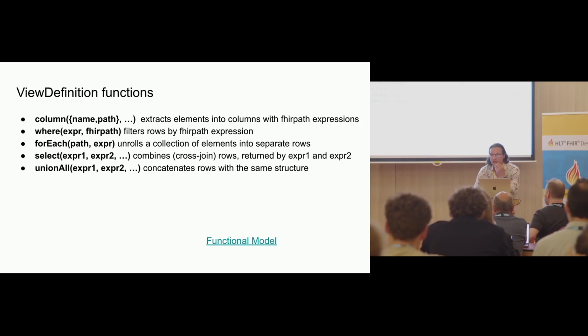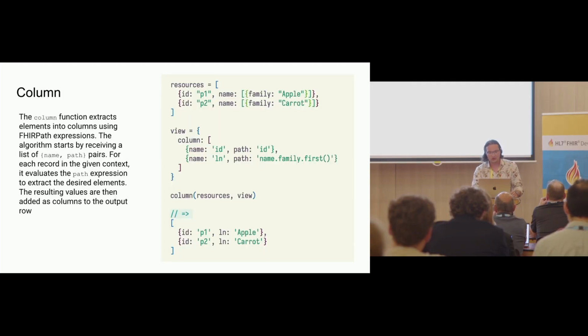Because FHIR is a very generalized model, here what we're doing is specializing it into a flat representation. The forEach is essentially unnesting. The idea of forEach is that it produces multiple rows for every resource. The select is required for forEach, so you can cross-join top-level elements with the elements you're unnesting. I understand it's hard to understand, I will show you examples. And unionAll just unions two sets of rows. So for example, here is a column. At the top there is sample data, and then the view definition which says take ID and take family first.